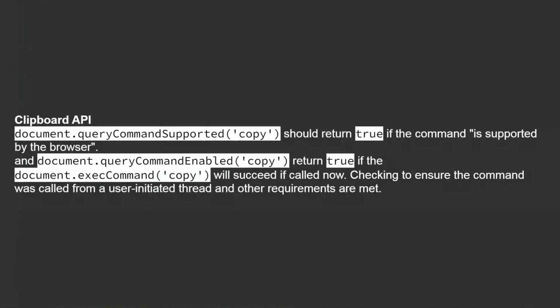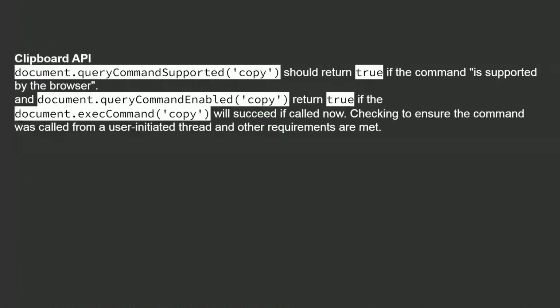Clipboard API. Document query command supported copy should return true if the command is supported by the browser. And document query command enabled copy returns true if the document exec command copy will succeed if called now, checking to ensure the command was called from a user-initiated thread and other requirements are met.